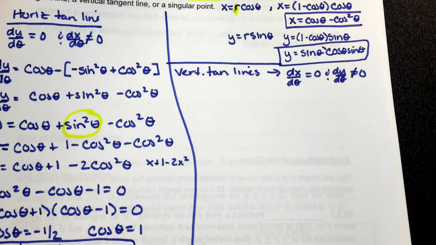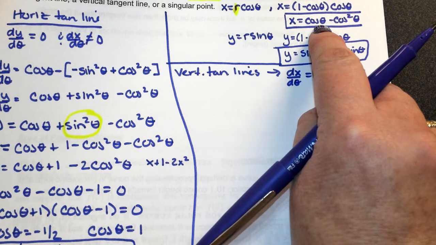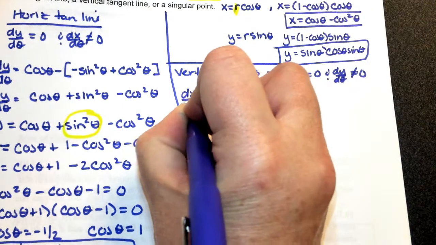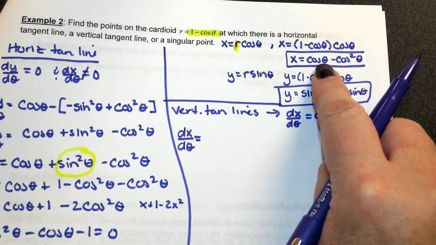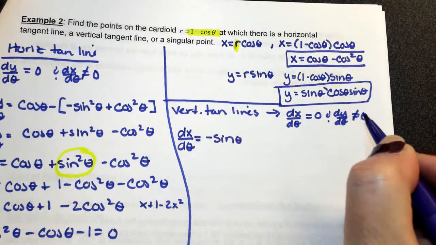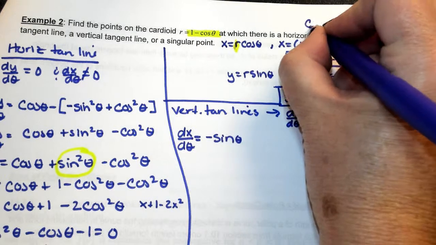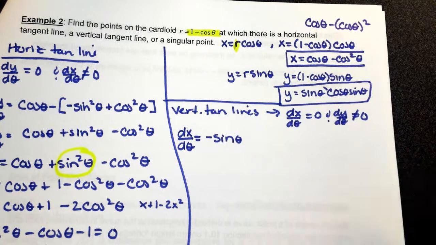So now what I want to do is differentiate my x equals cosine theta minus cosine squared theta. Luckily, I don't have to do my product rule again. Because what's the derivative of cosine? The derivative of cosine is a what? Negative sine theta. Now remember, this minus cosine squared is really cosine theta minus the quantity of cosine theta to the second power.